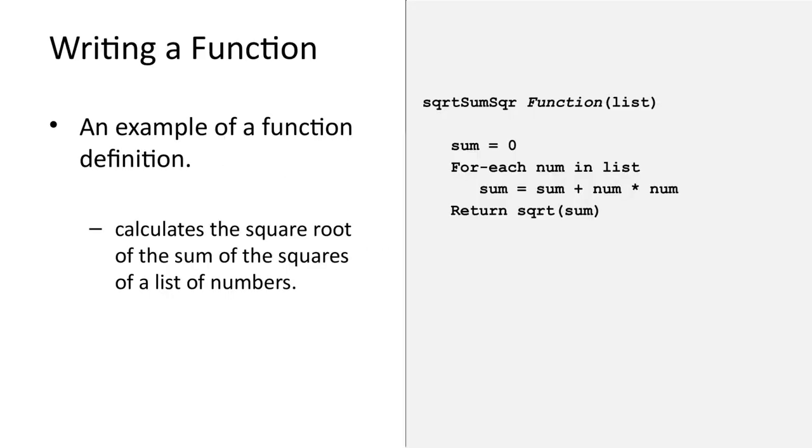Here is an example of a function. The way that functions are defined differs by programming language. We will use a notation that is similar to the way functions are defined in Möbius. We specify the function name first, followed by the keyword function, followed by the parameters. The function calculates the square root of the sum of the squares. The code for the function is shown on the right.